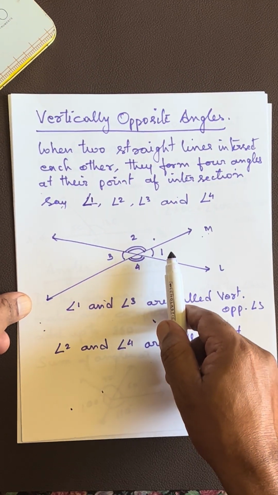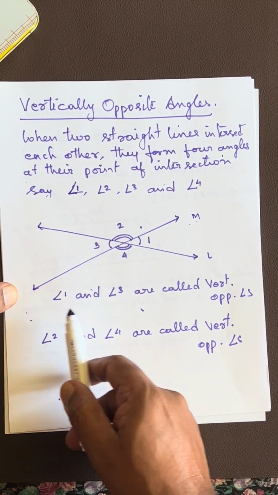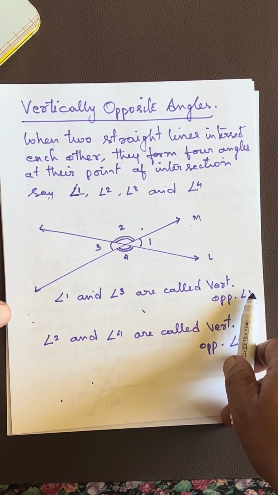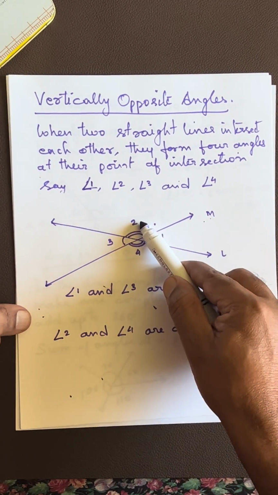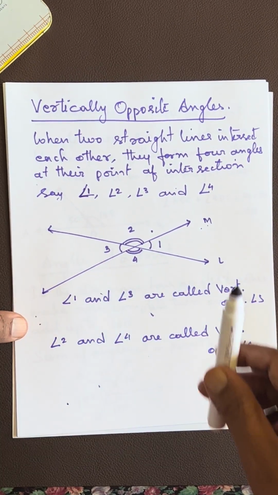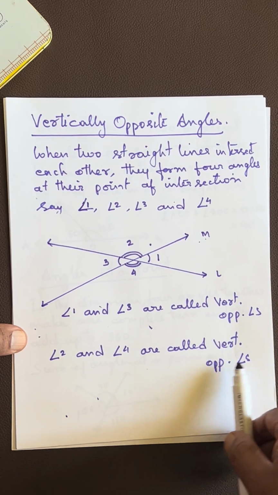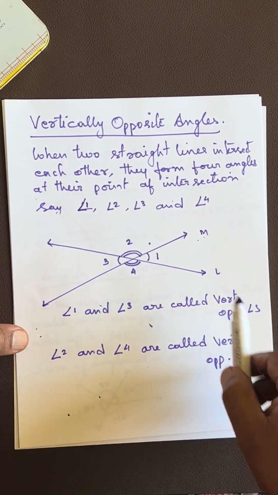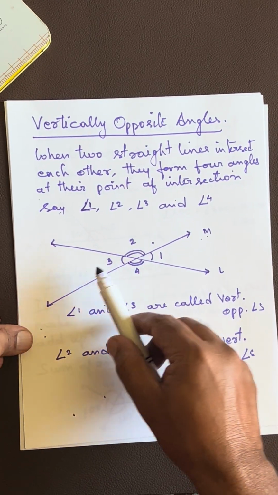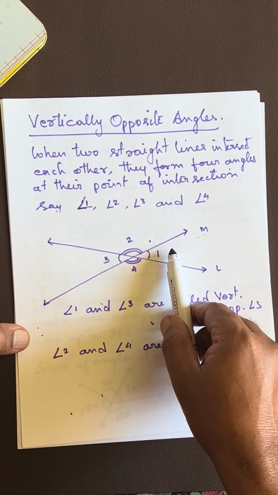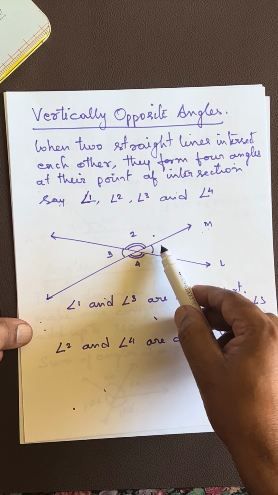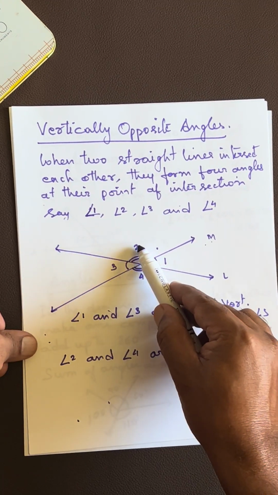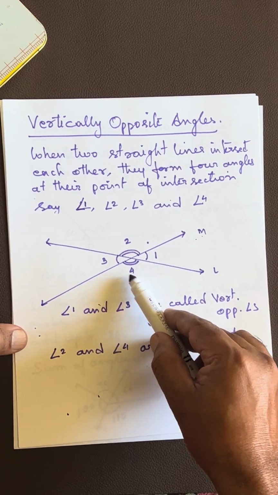Now angle 1 and angle 3, they are opposite to each other, and are called vertically opposite angles. And angle 2 and angle 4 are also called vertically opposite angles. See the short way of writing vertically opposite angles. They are opposite to each other and their measure is also equal. If suppose this is 60 degrees, this will be 60. If this is 120, this will be 120.